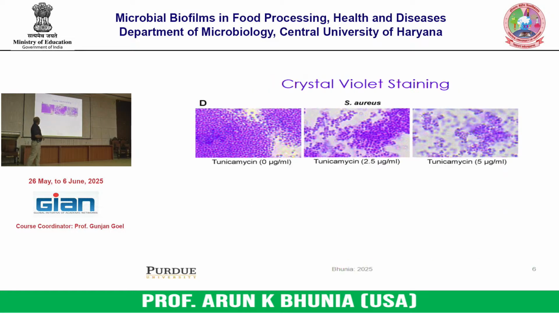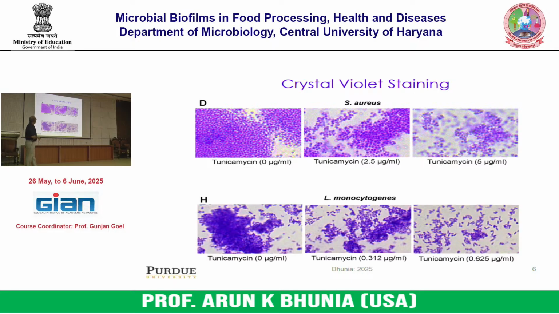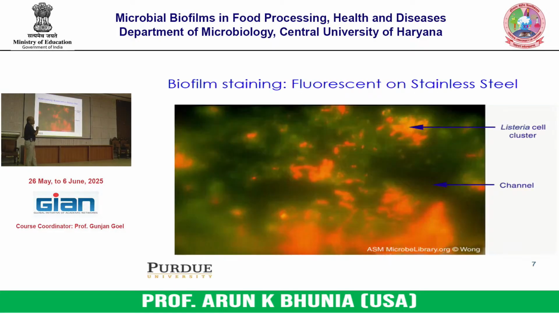Okay, you already seen this, right? This is again crystal violet staining. This is one of the common one, widely used, and it's very simple, easy to use. Okay, then fluorescence, right? Then if you stain with acridine orange or propidium iodide, you can also find this cluster of cells.